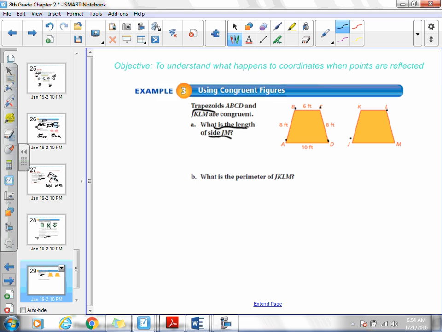So what is the length of side JM? Well, if this shape is congruent to this shape, which we know it is, then JM has to be the same as AD.